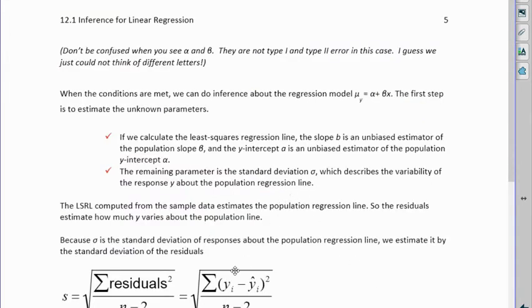So when you are looking at a problem and you see that it uses alpha and beta, make sure you don't confuse them with the type 1 and type 2 error. We just couldn't think of different letters, I guess. Maybe 2 different clubs were thinking of the letters. But here are our population symbols. So those would be parameters.